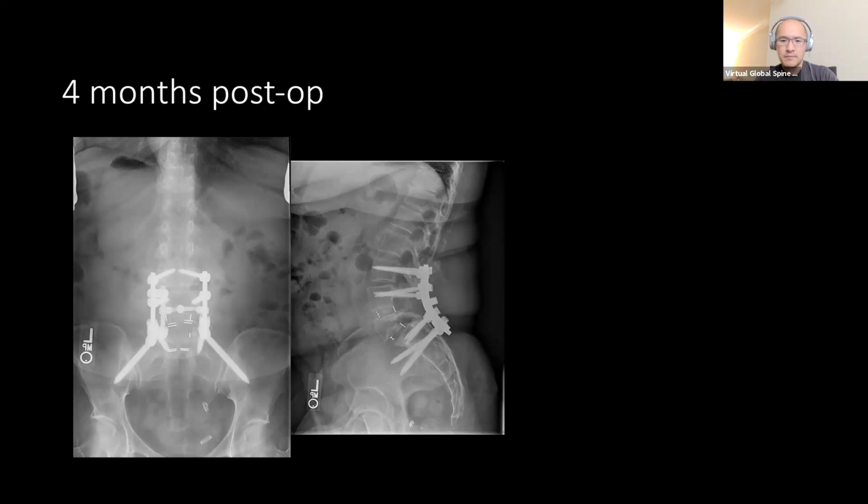Yeah, I usually don't use crosslinks a lot, but the reason I use crosslinks here is because it was a short construct for a significant amount of correction, and I wanted to add whatever little bit of stability I could. The other time I'll use a crosslink is if I am, for example, tethering and want to use it as a tension device. And sometimes in a single level fusion, like L4-5 degenerative spondylolisthesis cases, if the bone quality is really poor, I will use a crosslink as well, because I feel like it'll provide a little bit more stability. But other than that, I really don't use crosslinks much.